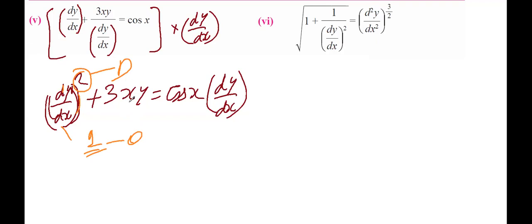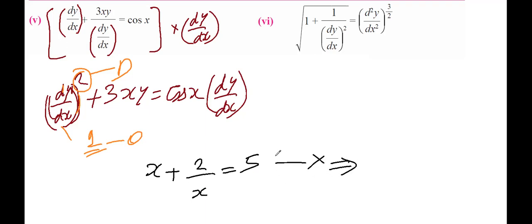We have to convert everything into a polynomial in the derivatives. This is not a polynomial. For example, let me explain: x plus 2 by x is equal to 5. This is not a polynomial, so we have to convert it by multiplying by x on both sides. When we multiply by x on both sides, we get x square plus 2 is equal to 5x.